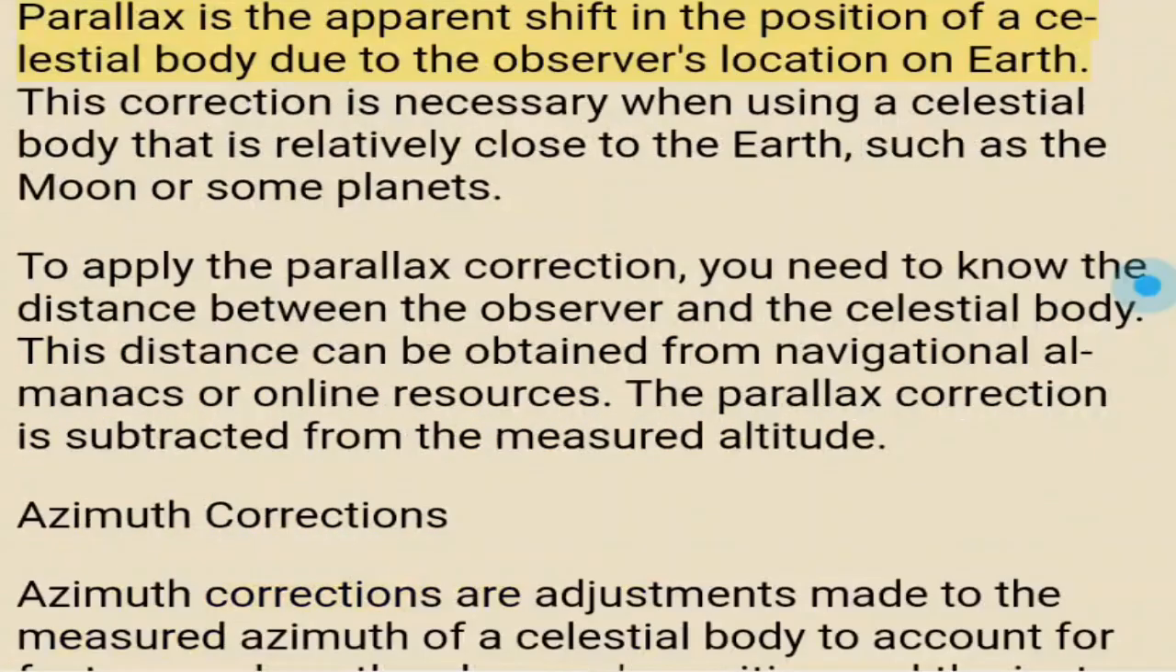Parallax correction. Parallax is the apparent shift in the position of a celestial body due to the observer's location on Earth. This correction is necessary when using a celestial body that is relatively close to the Earth, such as the Moon or some planets. To apply the parallax correction, you need to know the distance between the observer and the celestial body. This distance can be obtained from navigational almanacs or online resources. The parallax correction is subtracted from the measured altitude.